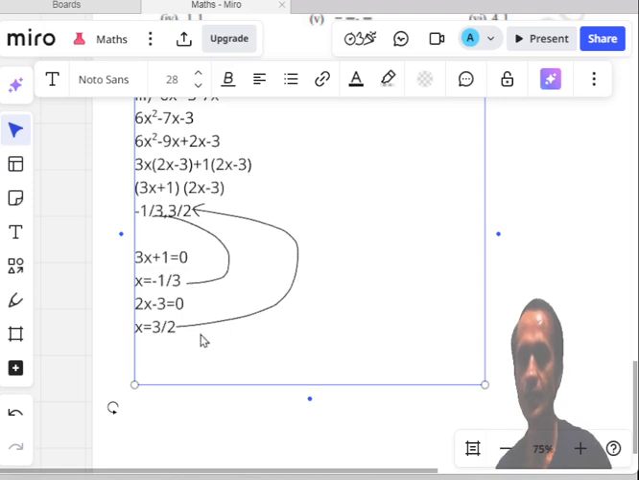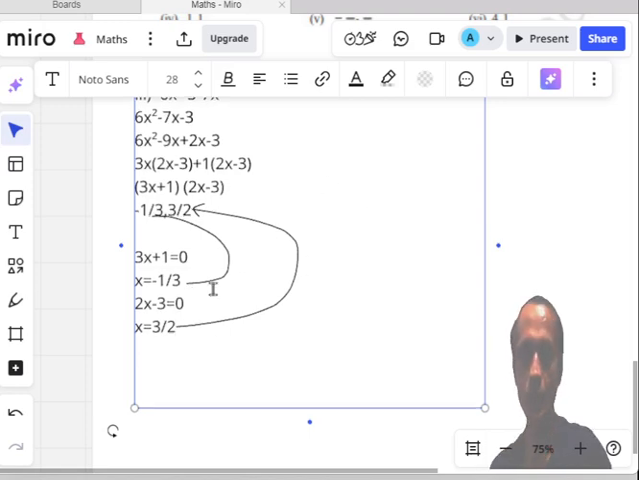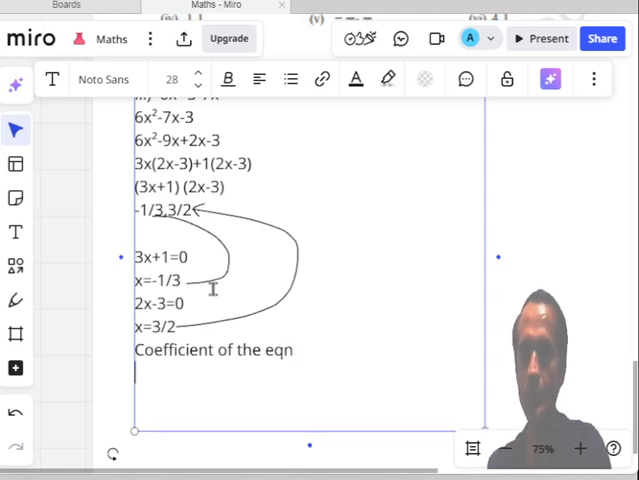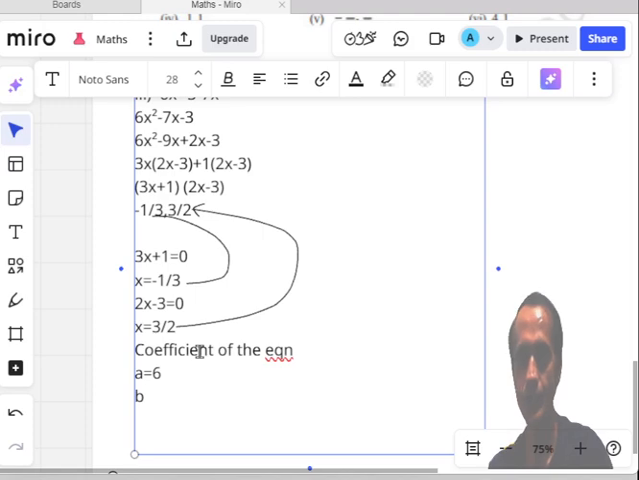So here we will write the coefficients. What are the coefficients of the equation? A is 6, B is minus 7, and C is minus 3.